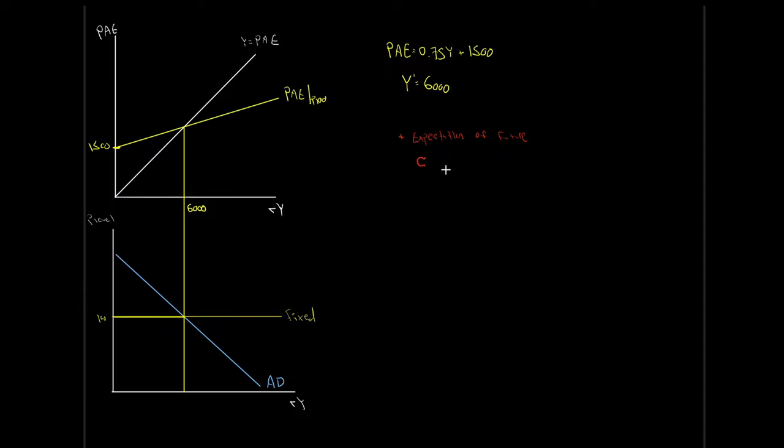Expectations are part of both autonomous consumption as well as autonomous investment. And in both these cases, a positive expectation of the future increases our consumption and it increases our investment. Let's put an amount to this. Let's say that it increases both of these by, let's say, $200 altogether. Okay, so there we go. We have a boost altogether to consumption and investment of $200.